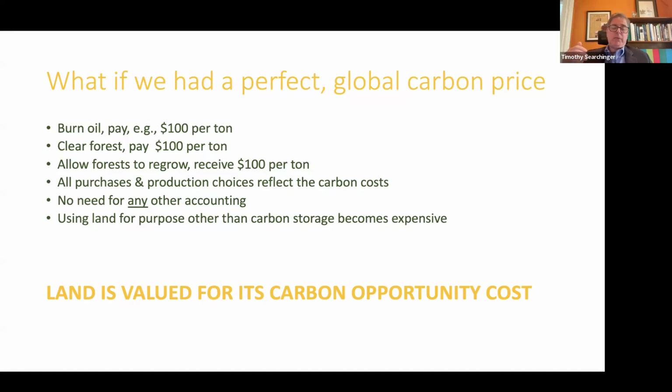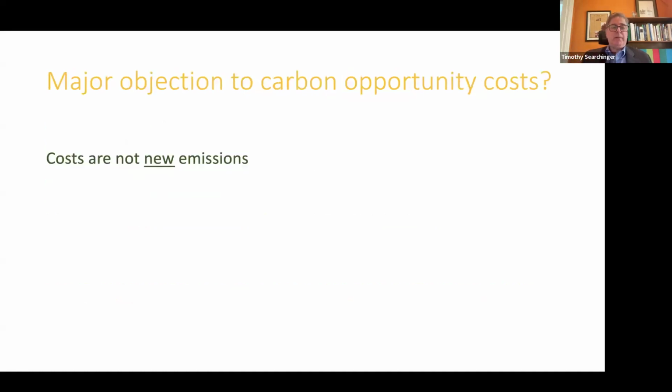Now, there are lots of reasons we can't have a perfect global carbon price. There are political reasons, there are lots of practical reasons, but if we want to solve the greenhouse gas emissions problem, we want to use land in the same way we would use land if there were a perfect global carbon price. Now, the last thing I'm going to say is, the major objection to using carbon opportunity costs is that they're not new emissions, right? The land was already cleared for existing agricultural land. You keep using it, it doesn't appear to be new emissions.